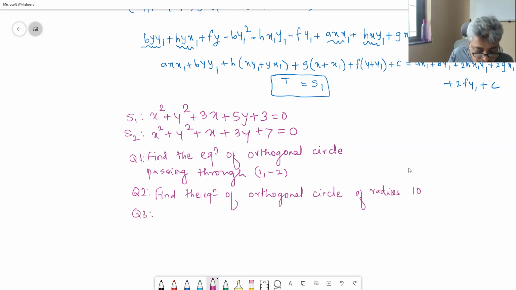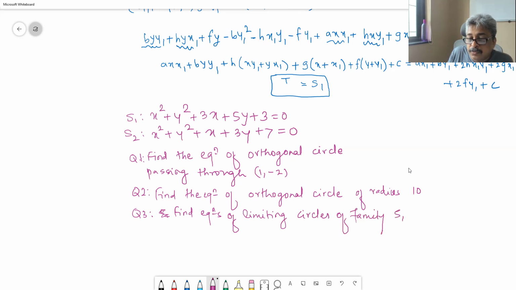Question 3. Find the equations of the limiting circles of the family S1 and S2.